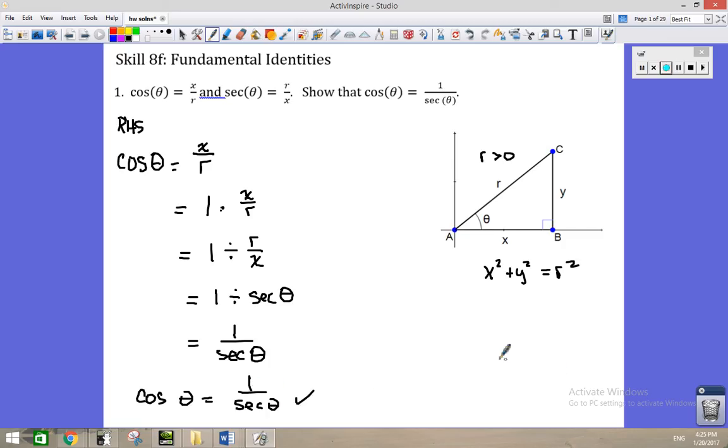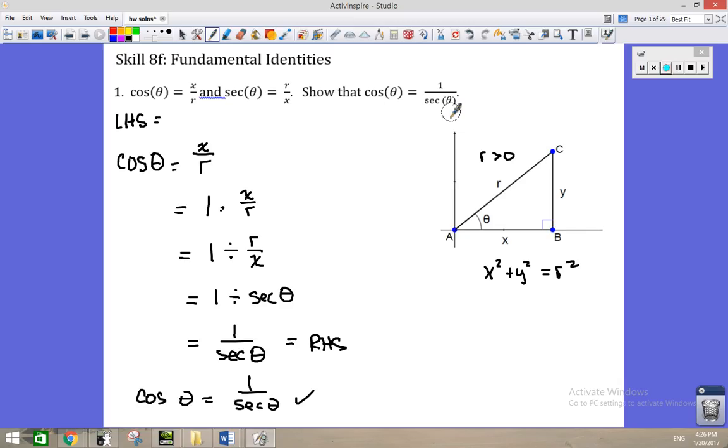Okay, so what if somebody had started differently? I said right-hand side, but this is my left, gosh. So this was the left-hand side of the equation. I started with that left-hand side, and I illustrated that it was equal to the right-hand side of the equation, right? All right.